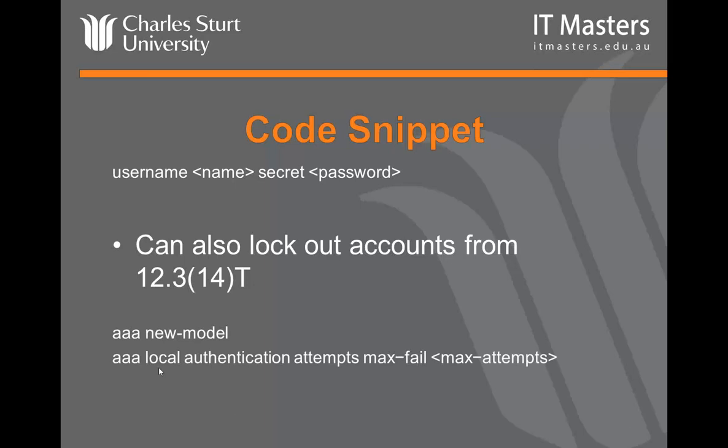Okay. Next code snippet, AAA. So AAA new model basically enables AAA on your router. This one here, AAA local authentication attempts max-fail, and then a number. What that's saying is, if you're using local authentication and you fail more than this max attempt, then your account will be locked. Your authentication method for login is by default local accounts. So what this configuration is basically saying is we're going to use local accounts for authentication. If we fail a certain number of times, whatever that maximum attempt is, then you're out. You're locked.